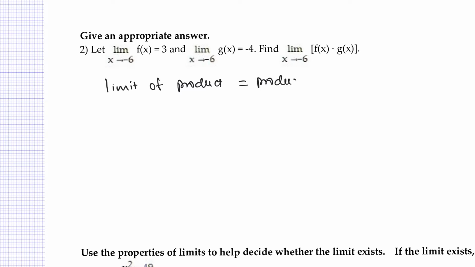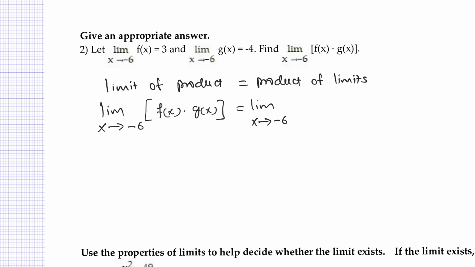Limit of product is equal to product of limits. We want to find the limit of the product of two functions f of x and g of x as x approaches negative 6. Rewriting the limit of products as product of limits, we obtain limit as x goes to negative 6 of f of x times limit as x approaches negative 6 of g of x. Substituting the given values, we obtain the limit of the product equals negative 12.